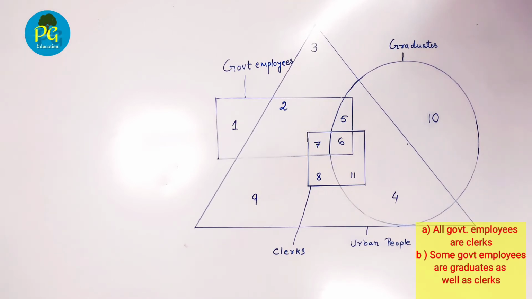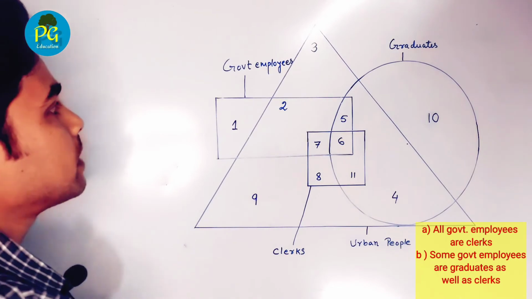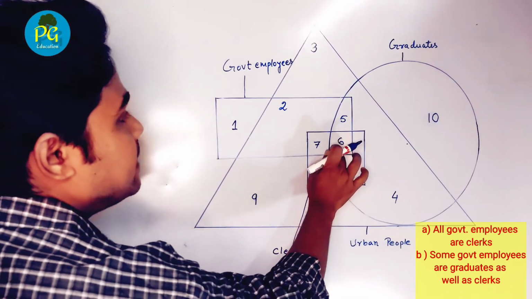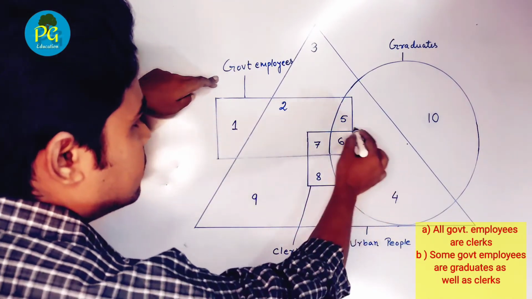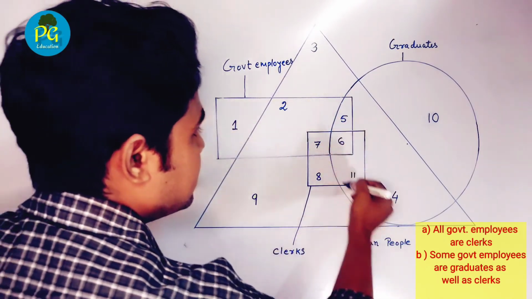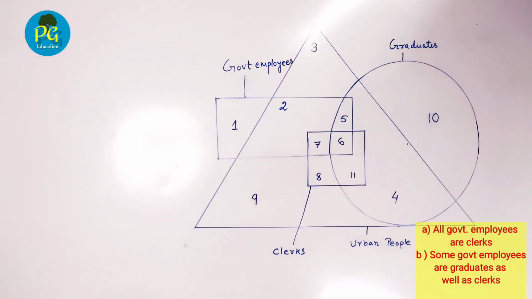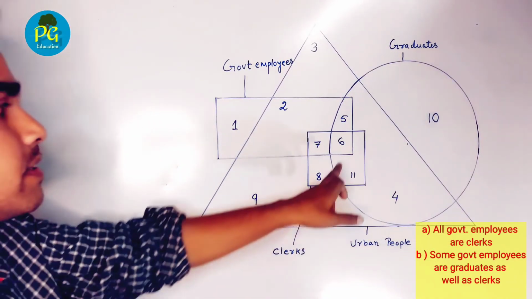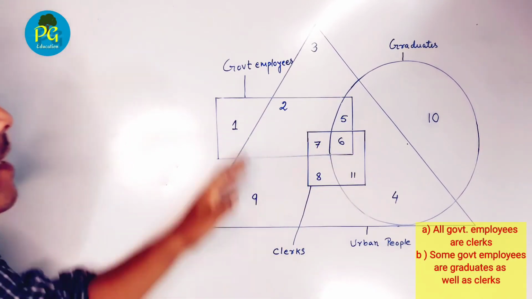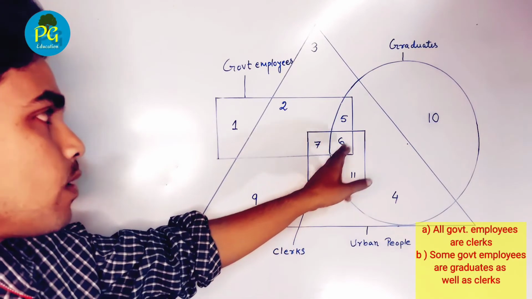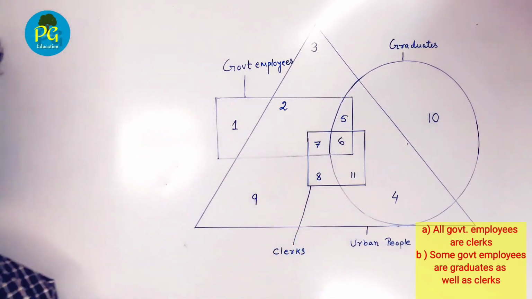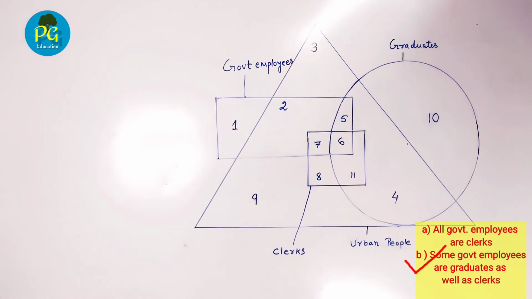Option B. Some government employees are graduates as well as clerks. Let us check. 6 is a government employee as well as clerk, and 6 is also a graduate. Therefore, 6 is the only number which is a government employee as well as clerk, and 6 is also a graduate. So option B is the correct option.